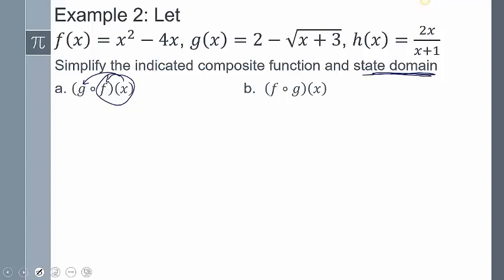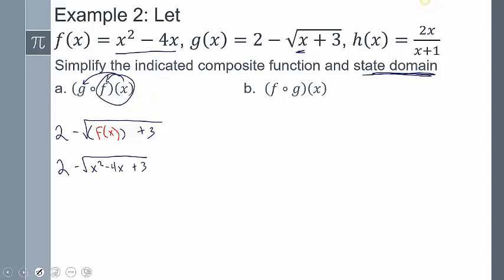So plugging my f into my g function, well, let's start with my f. My f is x squared minus 4 times x. And I need to take all of that and plug it in to where I see x. So this is going to give me 2 minus the square root, there's a placeholder here, plus 3. And I'm plugging in f of x into here. And so because we said f of x is x squared minus 4x, I get 2 minus the square root of x squared minus 4x, and then I get plus 3.